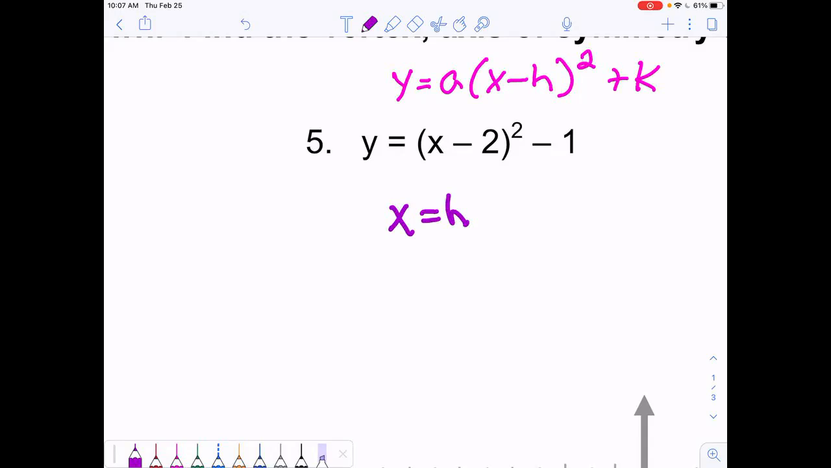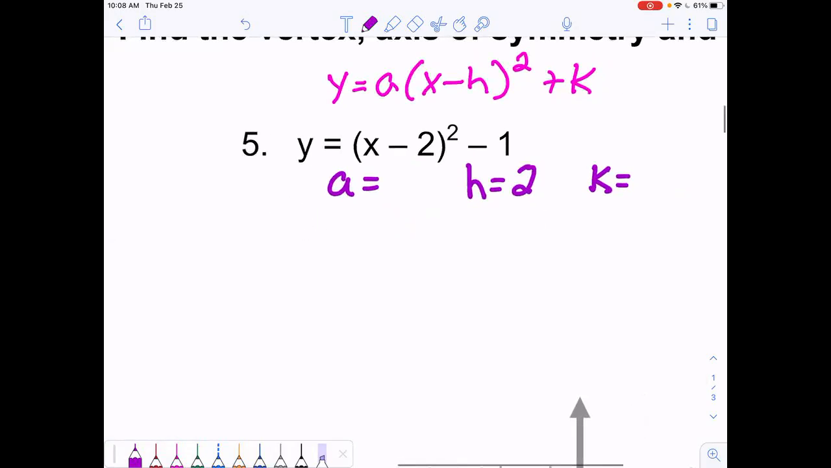So if we do this, Emma, what's my x going to be? What's my line of symmetry? I said vertex. What's my line of symmetry here? I'm sorry, I'm getting ahead of myself. Is it 2? You're right. Good. So our h is 2. What's our a and what's our k? k is -1. Good. And a is 1. Absolutely. So a is 1, h is again the opposite one, which is 2, and k is -1.